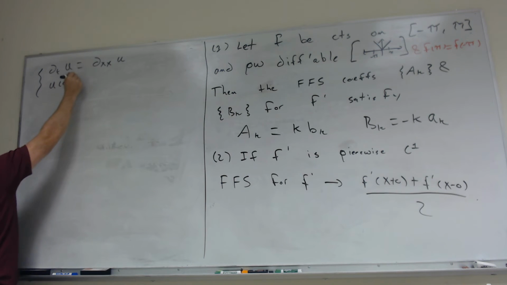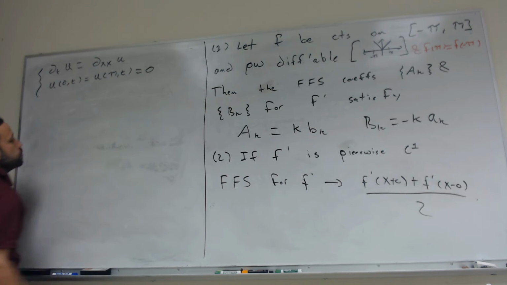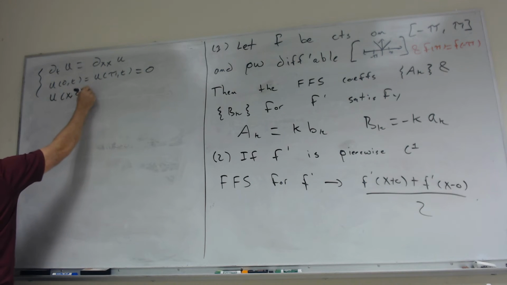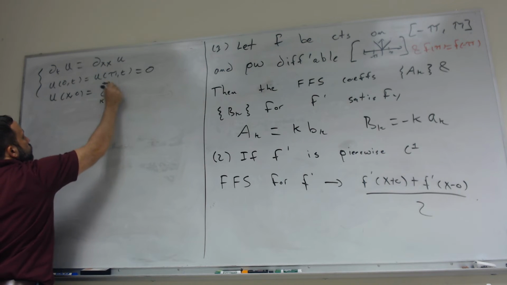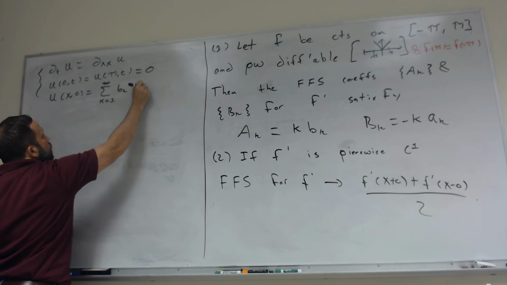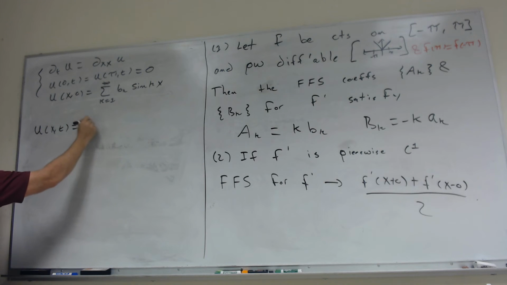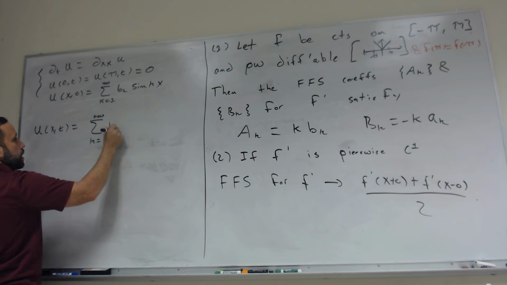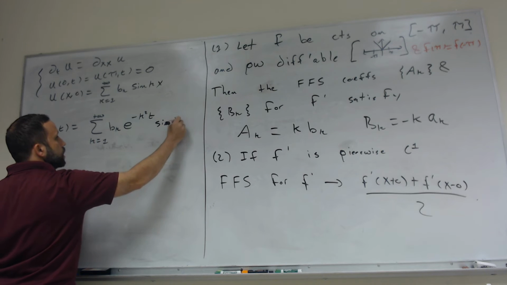And we'll look at u of 0,t is equal to u of pi,t, and that's equal to 0. And then we'll give it an initial condition, u of x,0 will be the sum, k equals 1 to infinity, bk sine kx. Okay, then we said that the solution, or at least our claim, is that the solution is going to be the sum, k equals 1 to infinity, bk e to the minus k squared t sine kx.